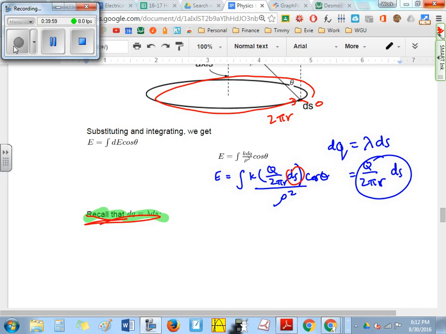Also, the cos theta can't be there. I mean, we don't want thetas involved, actually, if we can help it. So to get rid of this cos theta, I'm just going to go back to this triangle we had earlier. This was r, this was z, and this was rho. It's in the triangle up above.